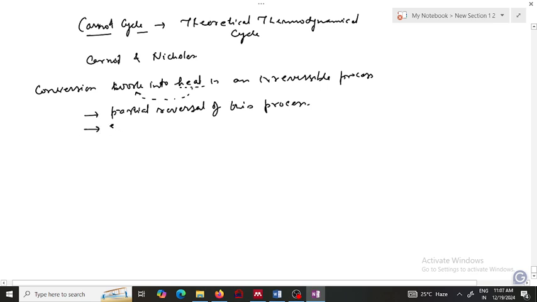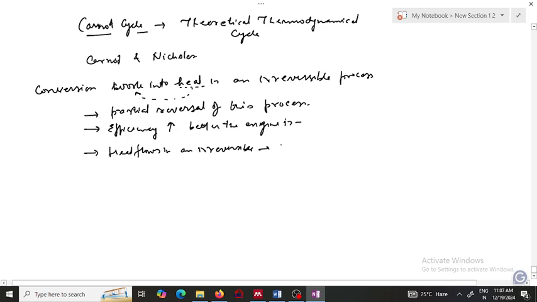As you are aware, there is something called efficiency. We have already discussed efficiency in the previous lecture. The higher the efficiency, the better the engine is. So in today's lecture we are going to derive the expression for the efficiency of the Carnot cycle. In general we know that whenever heat flows in an irreversible process, it results in a finite drop in temperature.